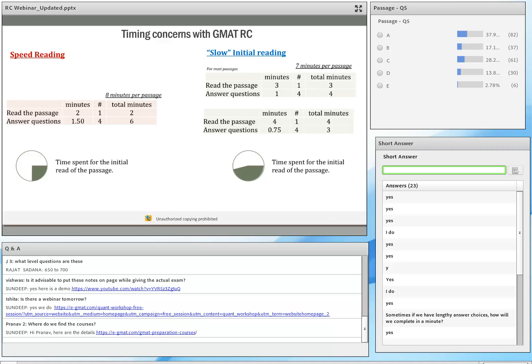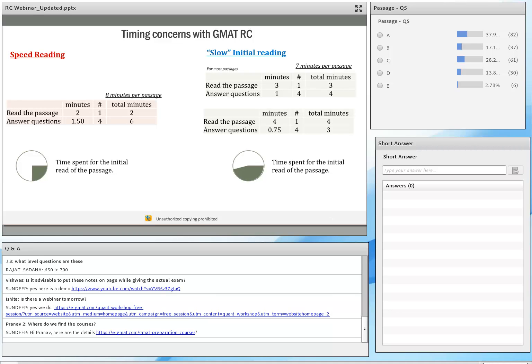Does that help with regards to should you take notes or not? If your brain's telling you to take notes, take notes. And as you take notes, that need to take notes will come down. If initially you're going to need 7 minutes to read a passage properly, that's fine.